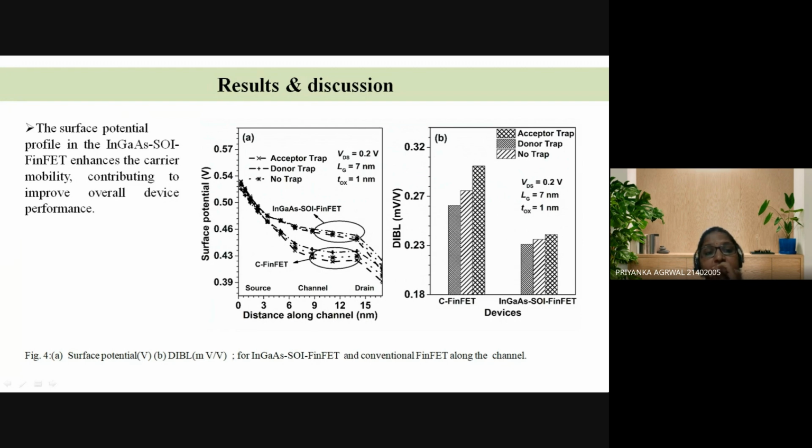The short channel effect is something which occurs when we reduce the channel length or the size of a device. When we minimize the channel length or the source, drain and gate distance, these short channel effects occur. One kind of short channel effect is DIBL. In the conventional FinFET, it is high, and in the indium gallium arsenide SOI FinFET, it is low.